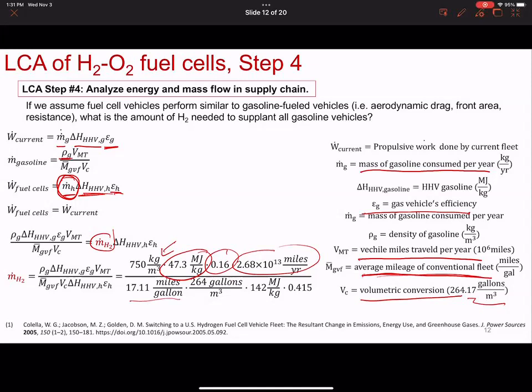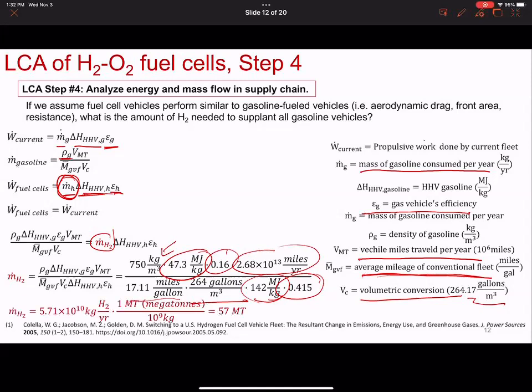You might think, oh my gosh, my Honda Civic gets 38 miles per gallon. That's great, but this is not the average. Then the volumetric conversion is 264 gallons per cubic meter. The HHV of hydrogen is 142 megajoules per kilogram. Before we had kilojoules per mole; this is now per kilogram, so we've already divided by the molecular weight. And in this particular example, it's actually 41% efficient for a fuel cell. I said 0.83 before, but this particular model was 41%.